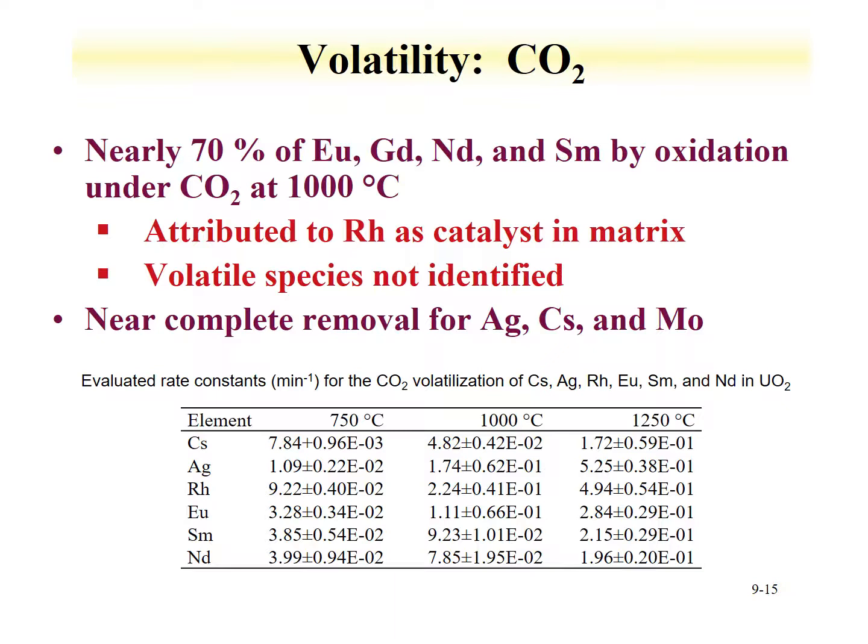Some of this work is attributed to the presence of rhodium as a catalyst, a rhodium metal in spent nuclear fuel, driving this. This work is still at a fairly early phase. The volatile species have not been identified. Studies have shown that you get near complete removal of silver, cesium, and molybdenum from this process. Some of the data is shown below for rate constants for the volatilization by carbon dioxide as a function of temperature.